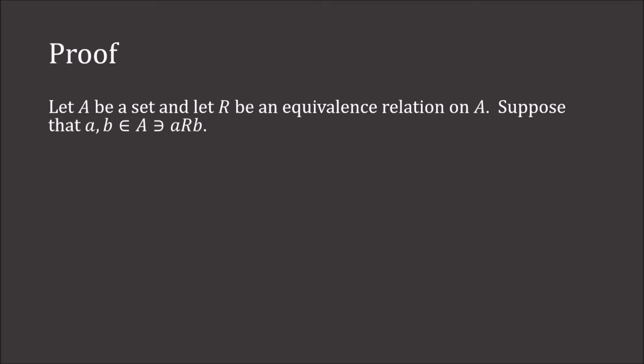And the way to prove that 2 sets are equal is to show that they are subsets of each other. So first, let's suppose that x is an element of the class of a. Then by definition, this means that x must be related to a.